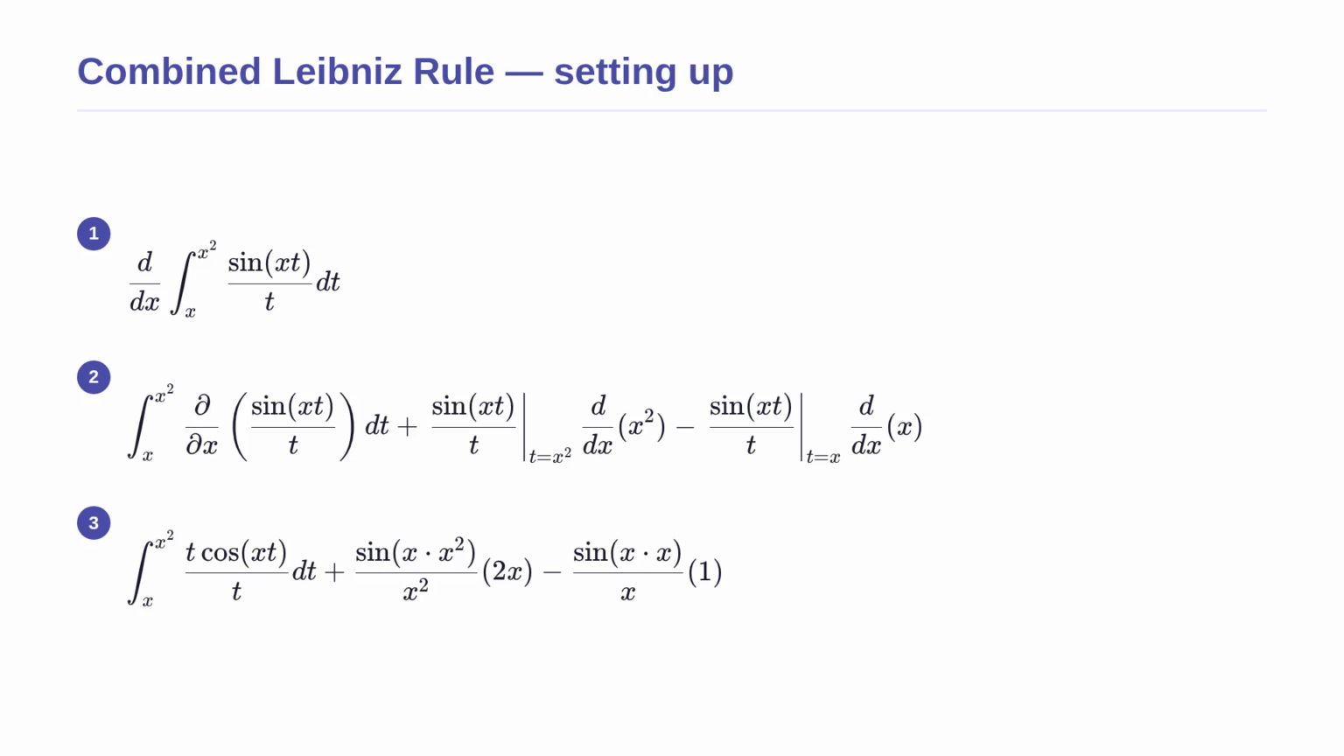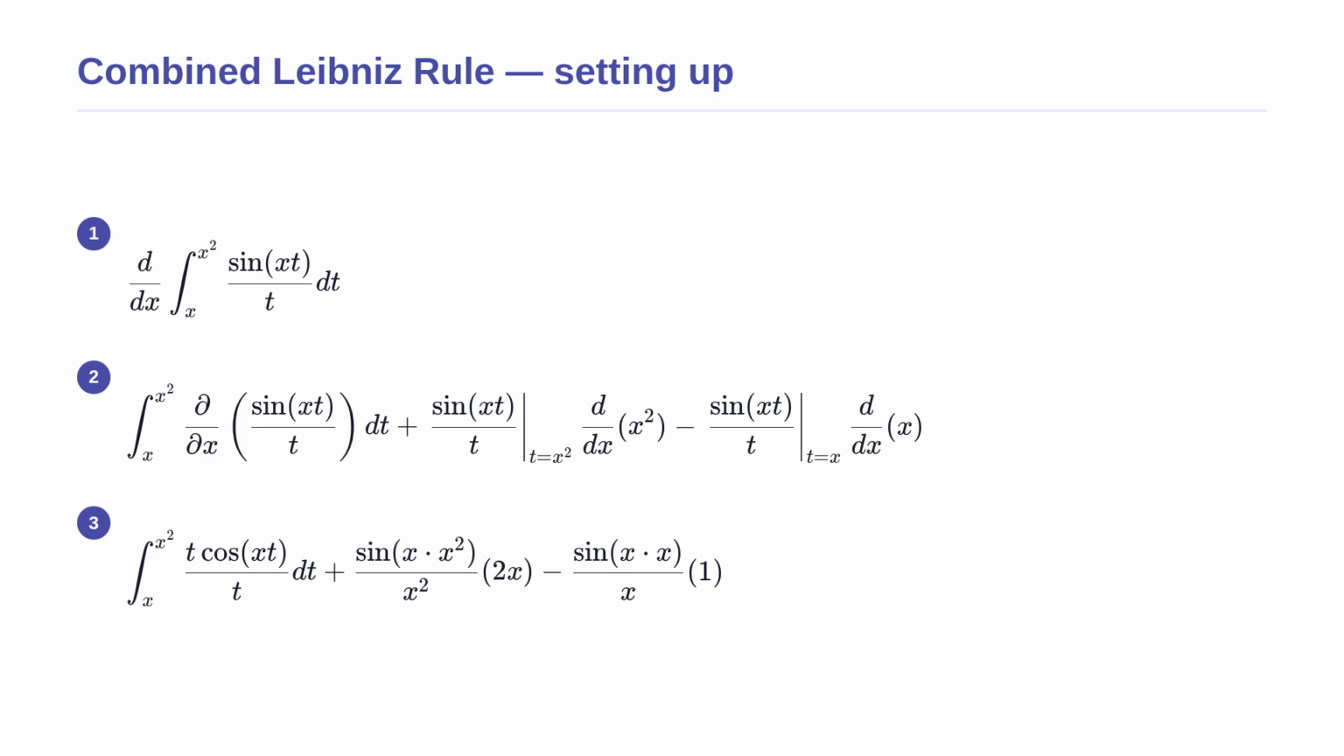Now that we have mastered fixed limits, let us look at a case where the boundaries are moving, requiring the full combined Leibniz rule. We want to find the derivative with respect to x of an integral where x appears inside the function, in the lower limit and in the upper limit. We carefully set up our three terms. First, the integral of the partial derivative of the inside function. Second, we plug the upper limit x squared into the function and multiply by its derivative, 2x. Third, we subtract the lower limit plugged into the function multiplied by its derivative, 1.